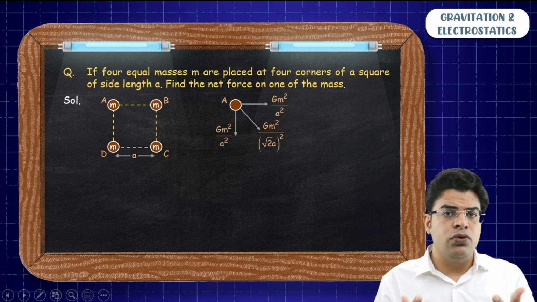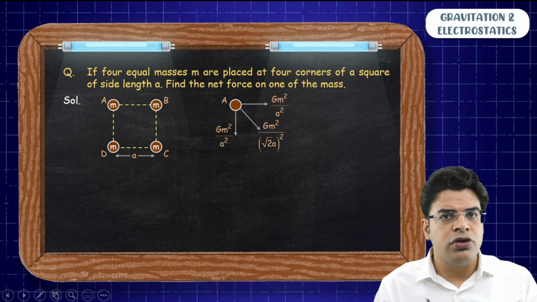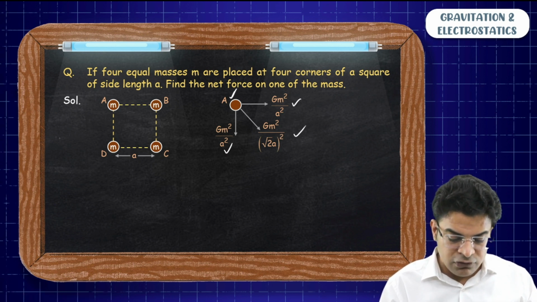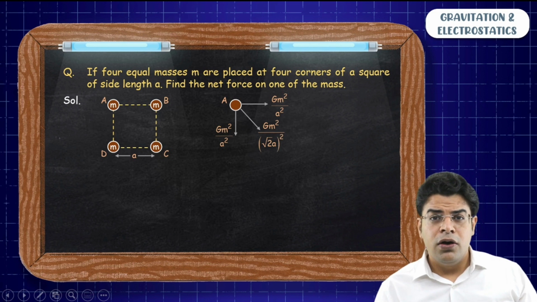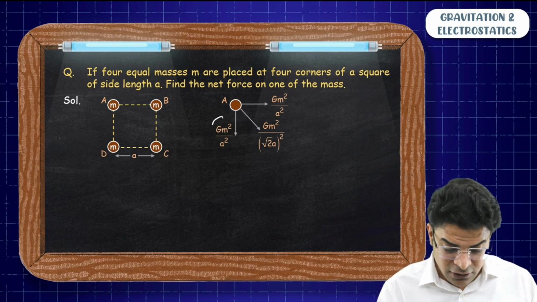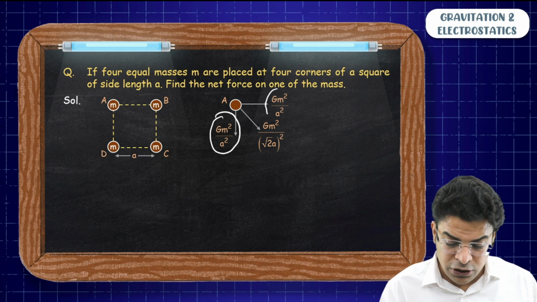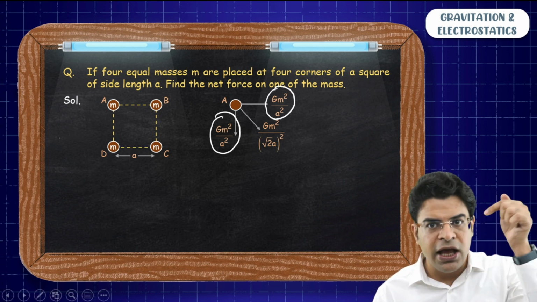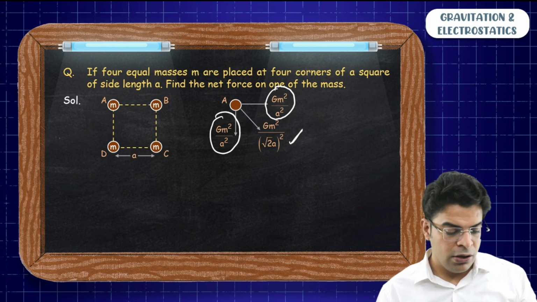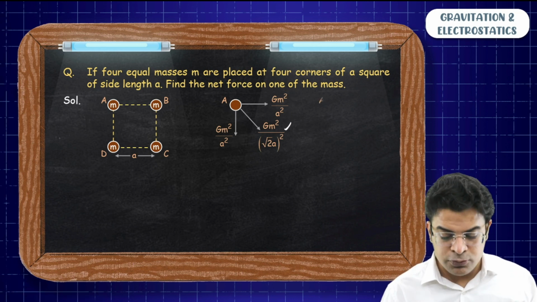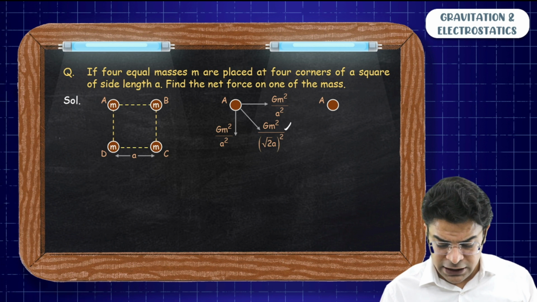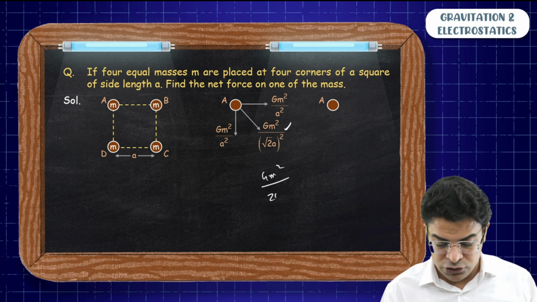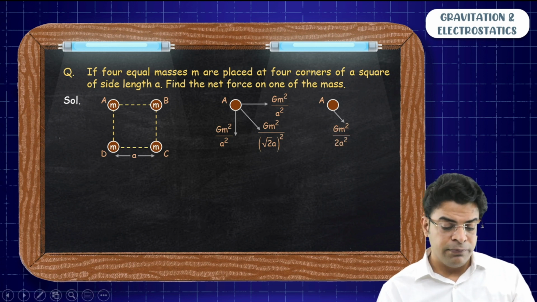Now what we need to do is find the net force on mass A, and to find the net force on mass A we need to find the resultant of these three forces. To our advantage, the resultant of these two forces, Gm square upon a square and Gm square upon a square, comes out to be in the same direction as the force by C. So first visualize the force by C. That can also be written as Gm square upon (root 2a) whole square, that becomes 2a square. So this is the force by C.